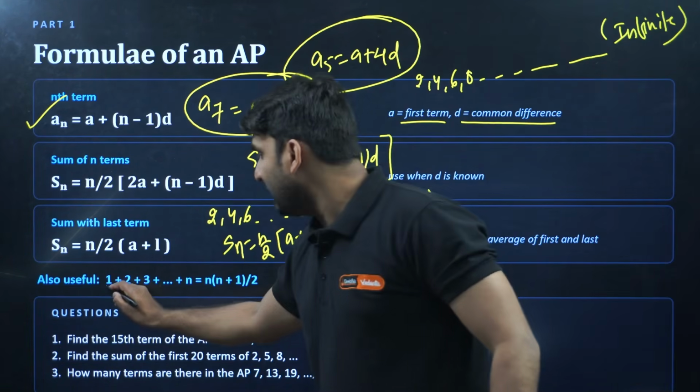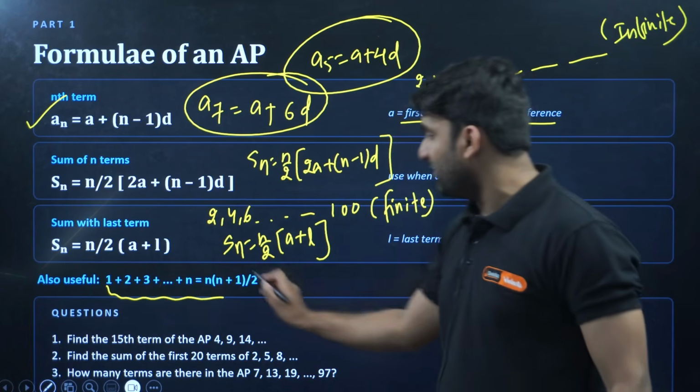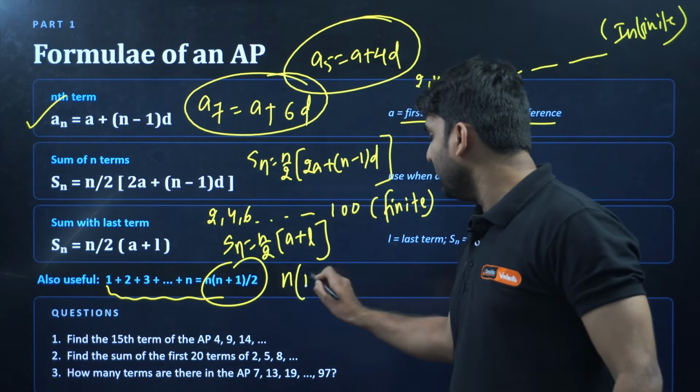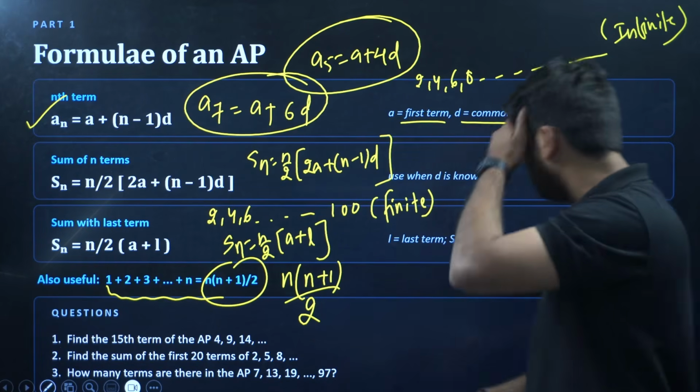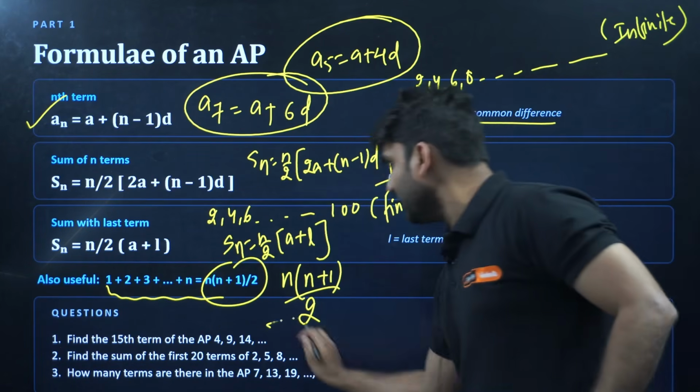And we have one more formula, the sum of the first n natural numbers. This is the formula: n into (n plus 1) divided by 2. This is the sum of n natural numbers. Okay, I hope this is clear. A few questions I'm giving you here.